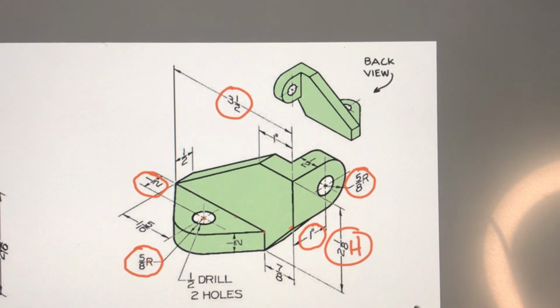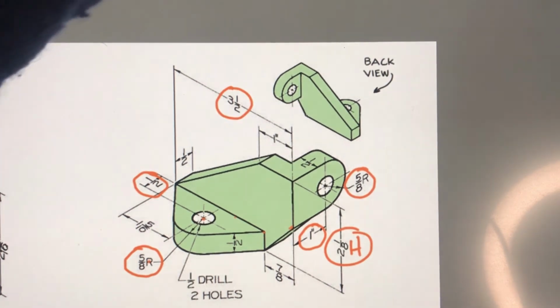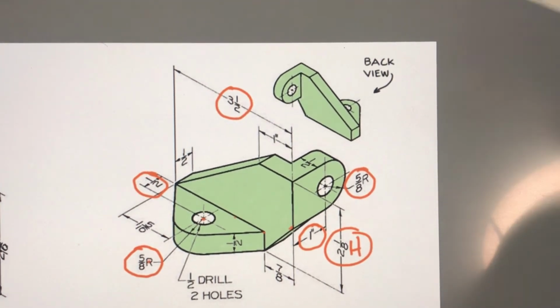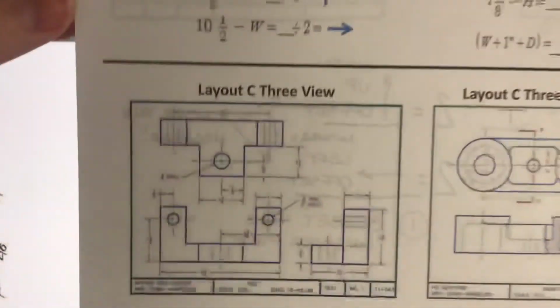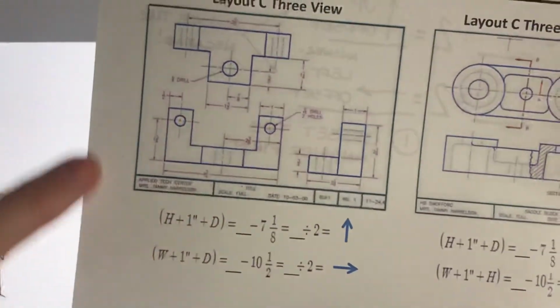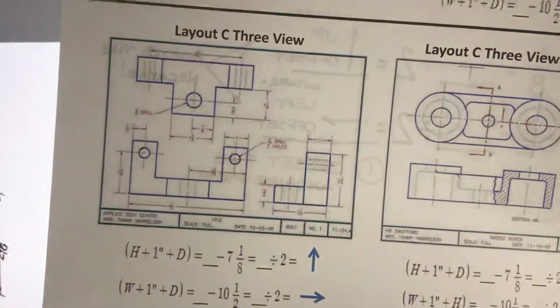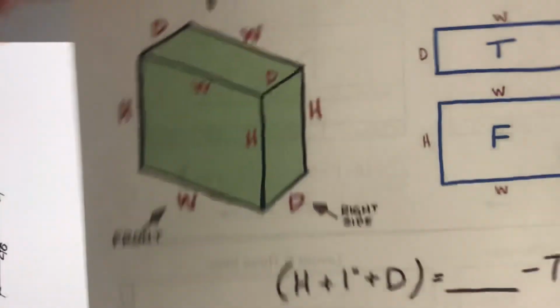So the centering formula worksheet, you're going to have a part, and you're going to give me the height, the width, and the depth. And then you solve the formula, the layout C formula, and then you write down the offsets for the up and from the side to side. So you've got a cheat sheet in Canvas. I gave you a hard copy. Here is the 3-view formula for layout C. There's a cheat sheet on the back. You got a cheat sheet here.